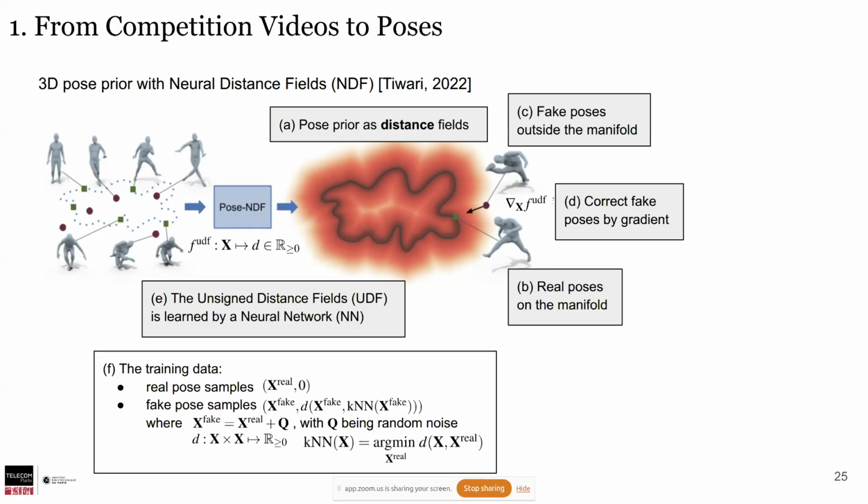And to train this neural network, we need some data. So we have real poses already, and we know that the distance of the real pose to the manifold is 0. So we have these samples ready. For fake poses, people generate a fake pose from a real pose by adding some noise. To calculate the distance of the fake pose to the real pose, they find the nearest real pose to that fake pose and use a distance function to calculate the distance, so that they construct fake poses. In this way, we have the training data to train the model, and we can learn the manifolds.